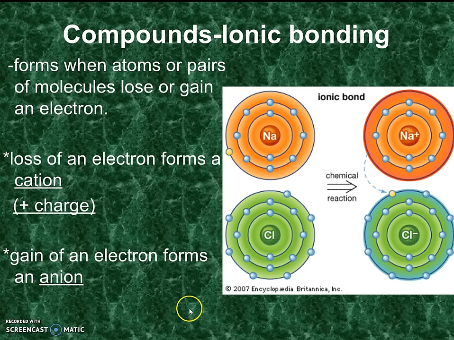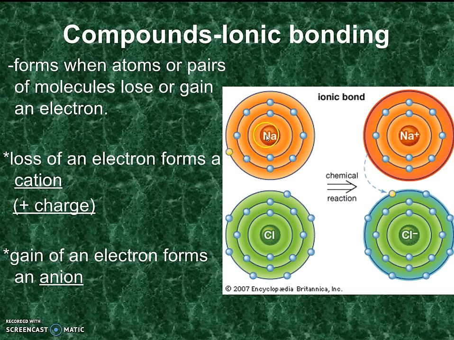So ionic bonds are formed when atoms or pairs of molecules lose or gain electrons on purpose. So for example, sodium here, this is Na for sodium. It has 2 electrons in its first shell, it has 8 in its second, and 1 in its third. Well, this electron looks very lonely, and it does not want to be there.